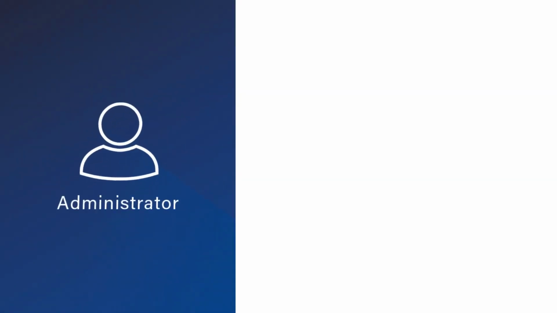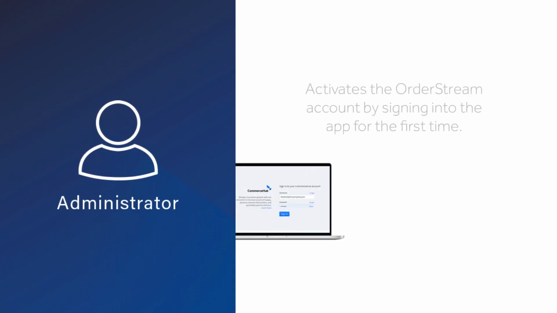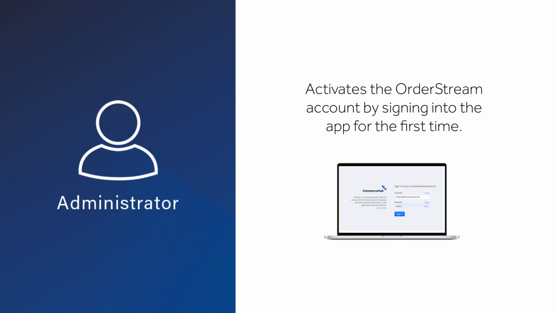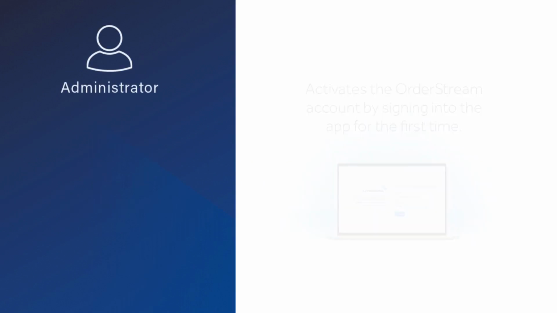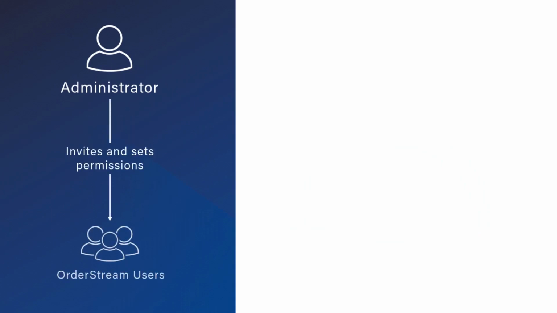When your company joined the Commerce Hub network, the default administrator at your company was determined. The default administrator activates your company's OrderStream account by signing into the app for the very first time. The default administrator is also responsible for adding employees at the company as OrderStream users and designating what functionality within the application each user will have access to, known as setting user permissions.